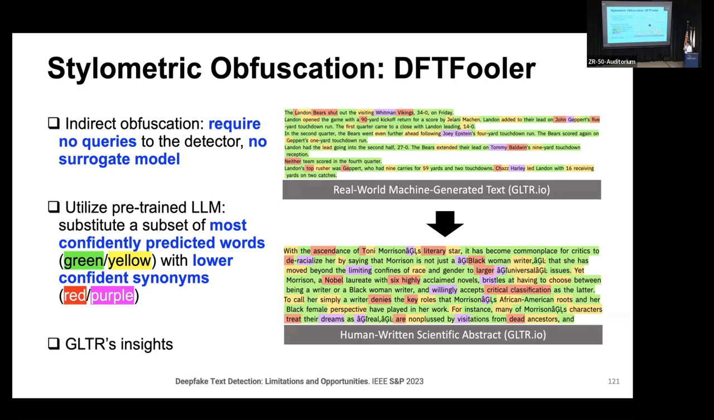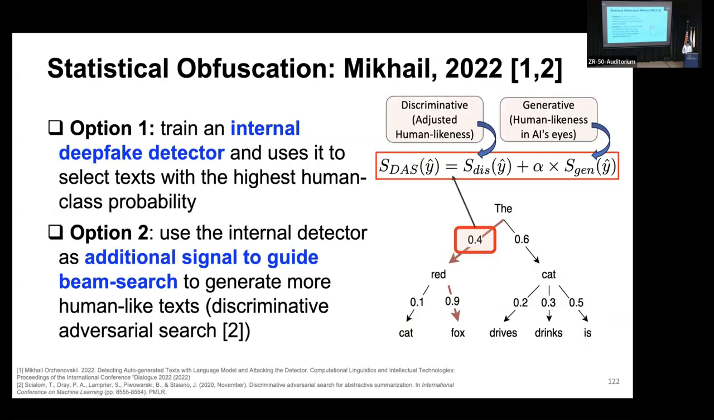Basically, what it does is it looks at the machine-generated text and sees which words the machine is very confident about when it generates them. If the machine is very confident in generating a specific word or sentence, that word or sentence has a likelihood of containing the marker of the large language models. So if we can simply switch these words to their synonyms, we can fool this detection model. The other technique, which is more sophisticated, was introduced in 2022.